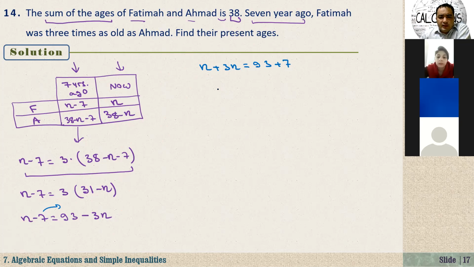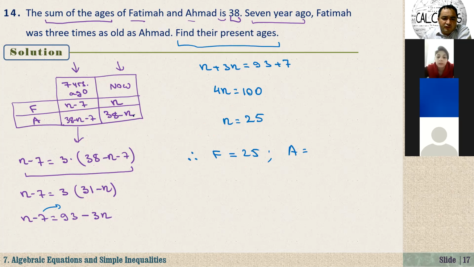So here n plus 3n is equal to 4n. On the right-hand side, we have 100. So what is n? n equals 100 divided by 4, which is equal to 25. And in the question, we have to find the present age. So Fatima is 25 years old, and Ahmad is 38 minus 25, that is 13 years old. So now, at present, Fatima is 25 years old, and Ahmad is 13 years old.